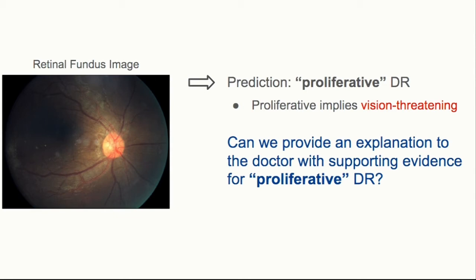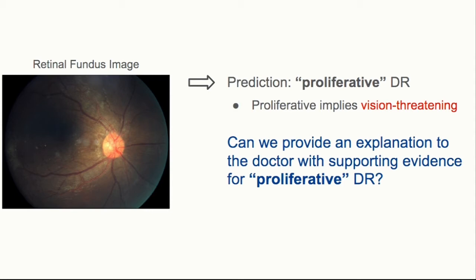So this is an image of the retina. And then there are five different grades: no DR, mild, moderate, severe, proliferative. Proliferative is vision threatening. So now you have this model that can do better than the state of the art in detecting DR, but it has no explanation. So the doctors want an explanation. Why is it saying this is proliferative DR?